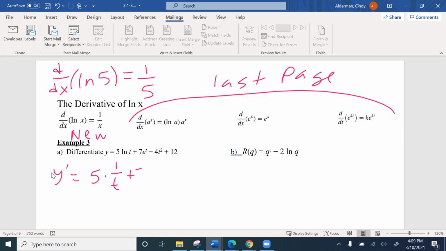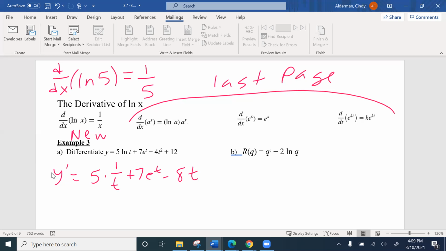And then we've got 7 as a constant multiple. e to the x is just e to the x. Power rule here would be 8t. And the derivative of any constant, remember a constant is a horizontal line, so it's 0, right? You're done there.